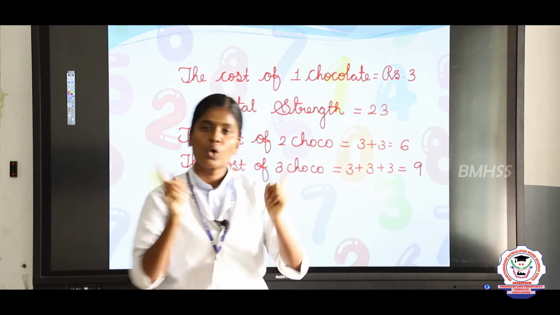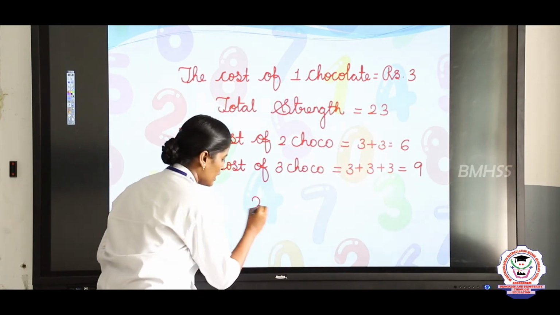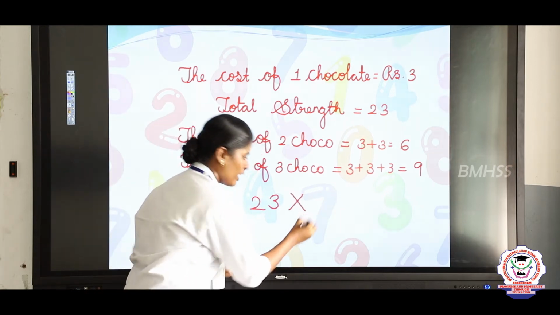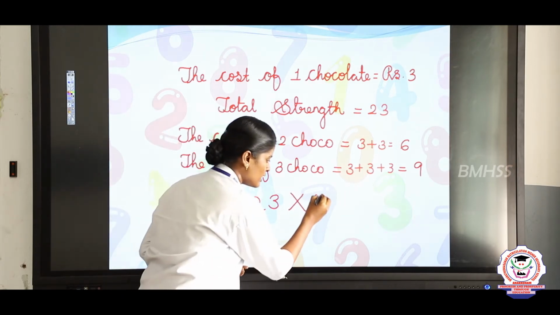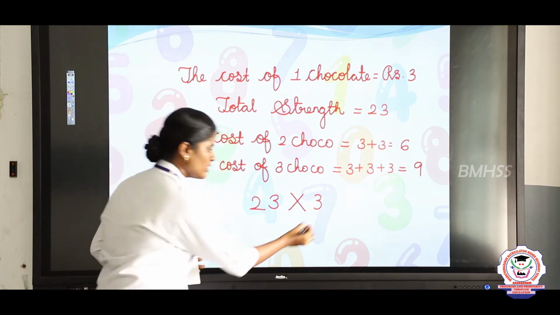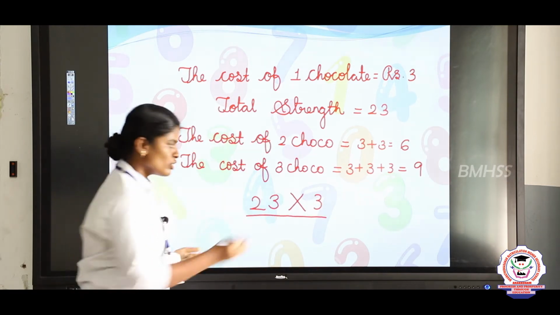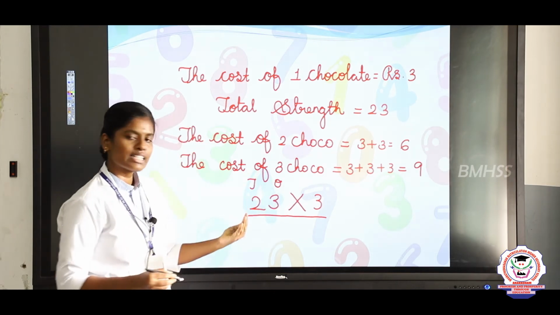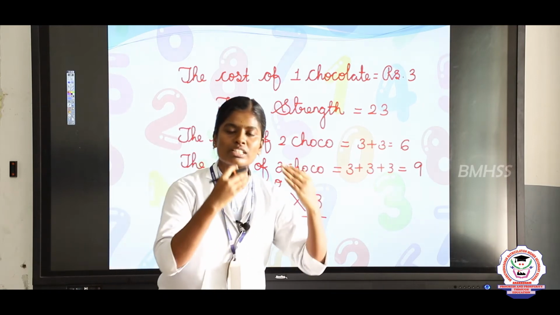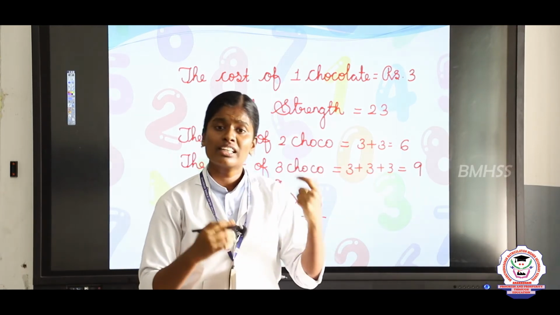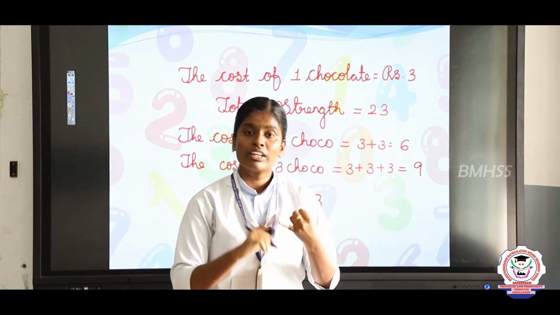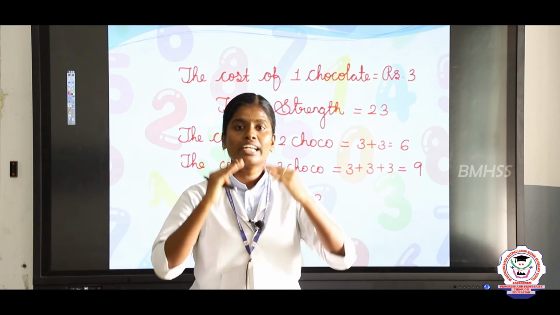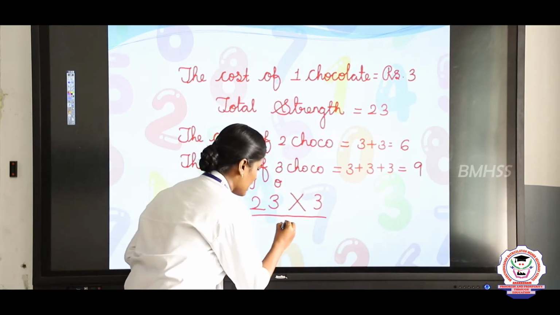Take the total strength of the class students, 23, and the multiplication sign is x. The cost of one chocolate is 3 rupees. So take 3 and multiply by 3. This is the 1's place and this is the 10's place. 3 3's are, what is the answer? You should start the table: 3 zeros are 0, 3 1's are 3, 3 2's are 6, 3 3's are 9. That is 3 times 3. So the answer is 9.